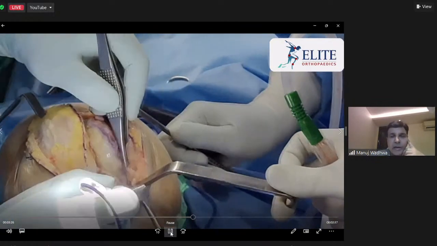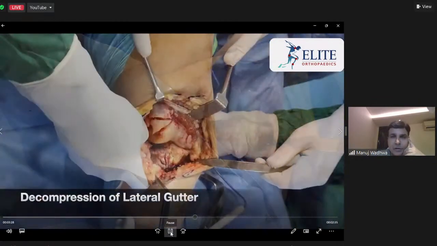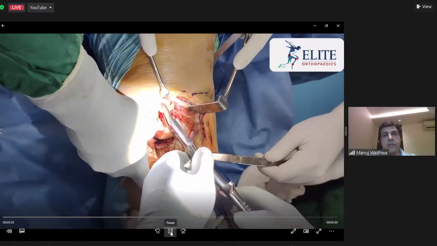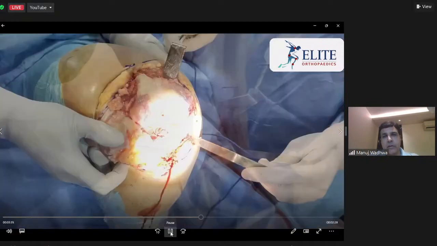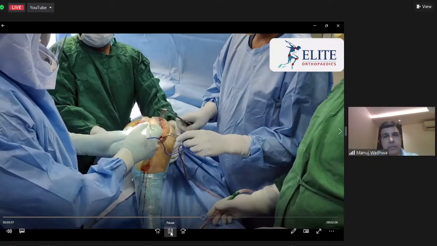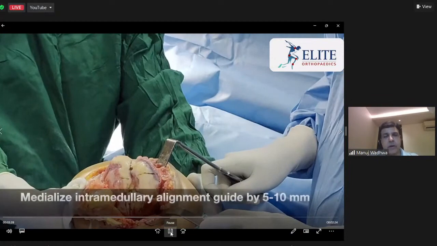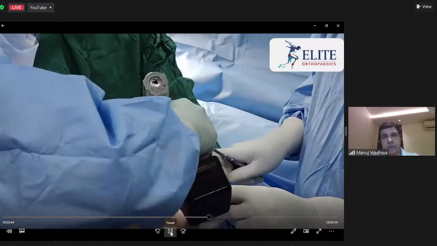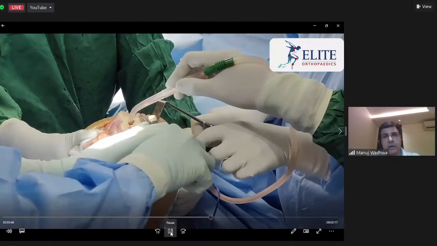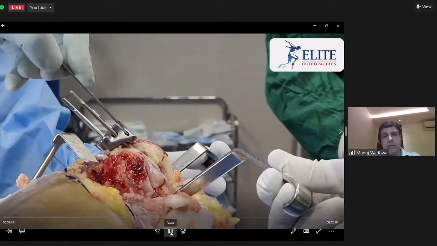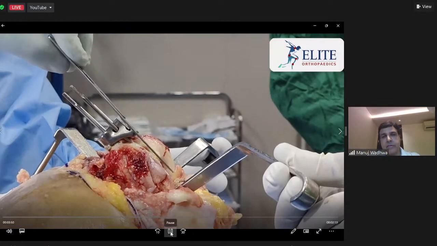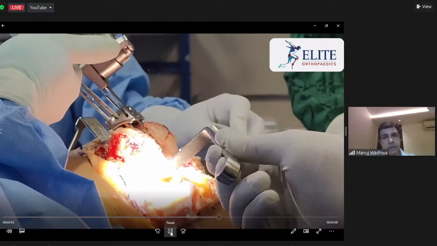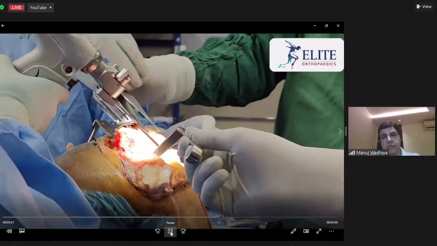Do a selective medial release, subluxate the patella, take out the osteophytes, and decompression of the posterolateral gutter is extremely important. Take off all these osteophytes and all bony pressures that are there. The same rules apply: medialize the intramedullary alignment guide by 5 to 10 millimeters with a differential pitch drill. You will always find a hypoplastic distal lateral condyle, so you will hardly have any section on the lateral side. Make your distal femoral section in 3 degrees of valgus.